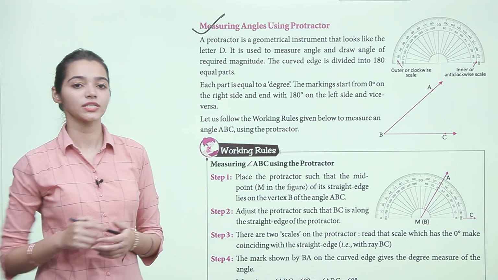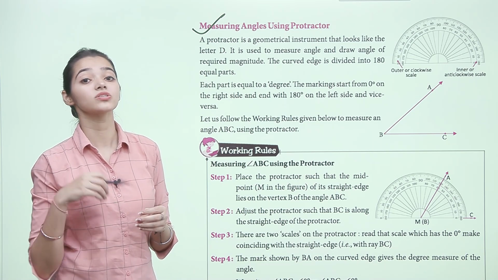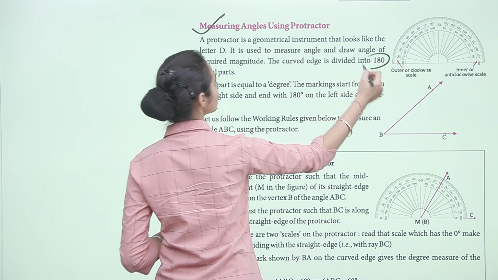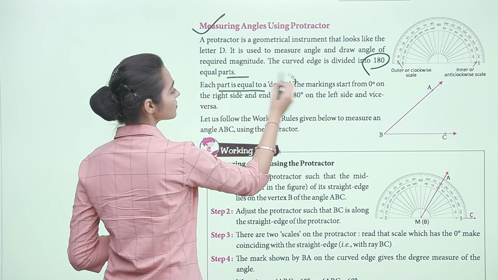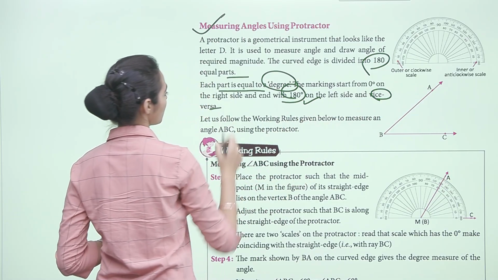Measuring angle using a protractor. A protractor is a geometrical instrument that looks like the letter D, and it is used to measure angles and draw lines of required magnitude. Now the curved edge is divided into 180 equal parts. Each part is equal to a degree, so there are 180 degrees, and on the left side vice versa.